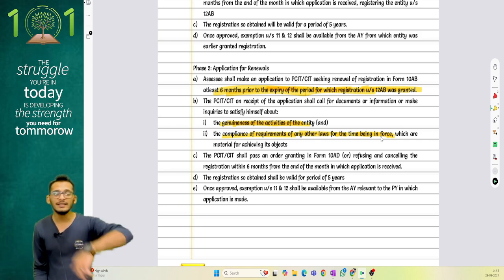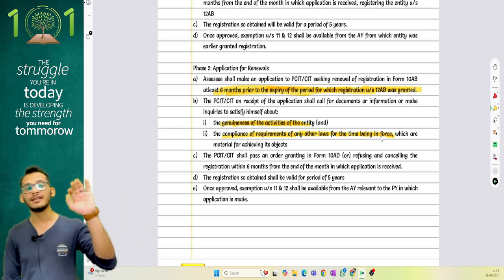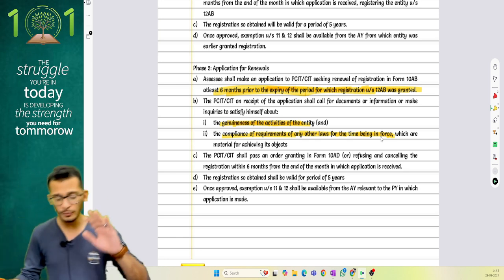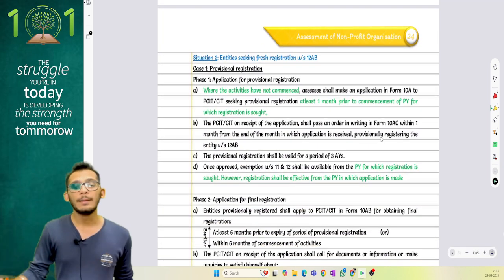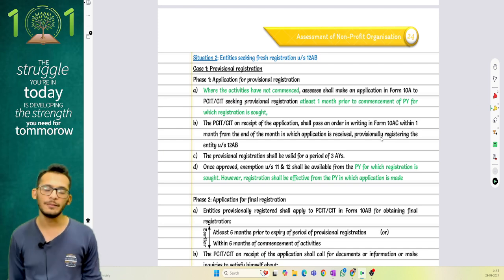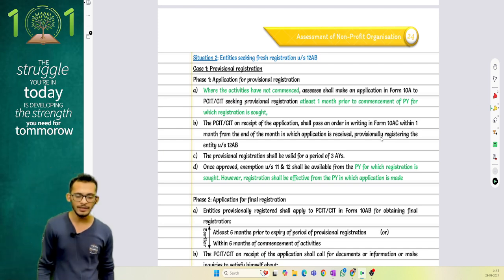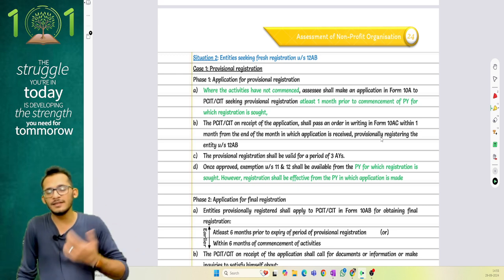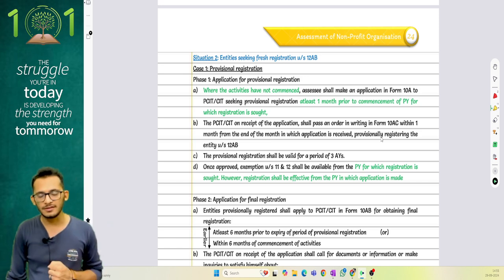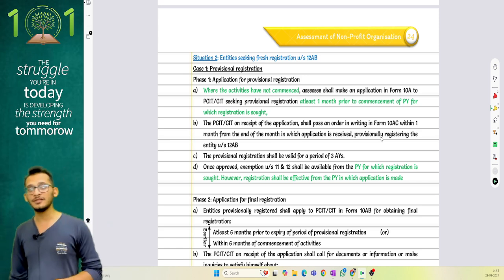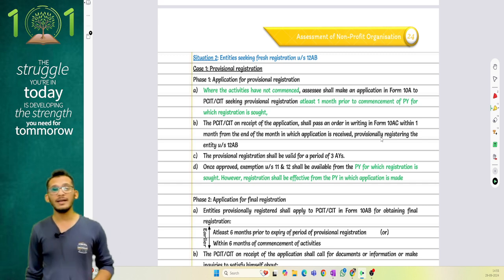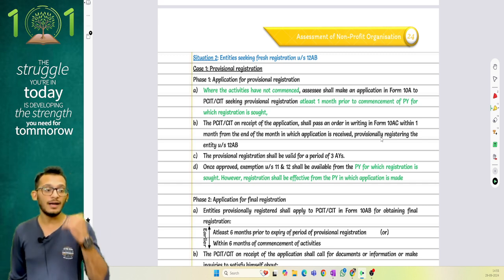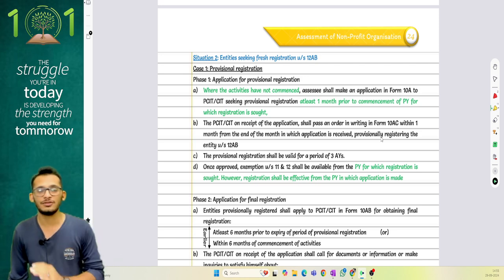Understand, all this is in case you are already registered under the old laws. Assuming I come and say, no Rahul, I'm actually planning to get a fresh registration under 12AB. Current year amendments say, tell me, have you already commenced business or have you not commenced business? If you tell me that you have not commenced business, I will grant you something called a provisional registration.